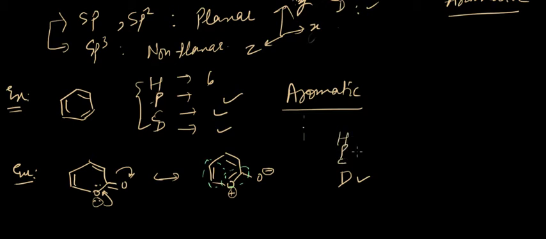Now we have to care about HPC. So the number of pi electrons is obviously 6. It is planar, it is cyclic, I can see that, so it is aromatic.